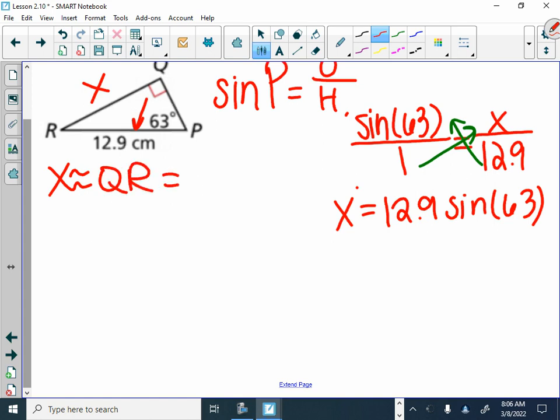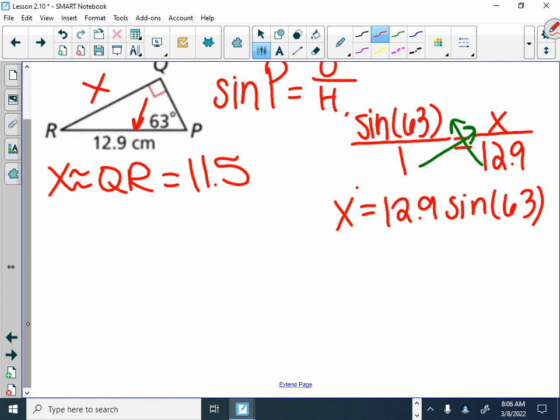So QR, round to 1 decimal place, is 11.5. You should have gotten 11.5. It's 12.9 times the sine of 63. Anyone not getting that? Alright, so you just have to be careful with each problem. You have to decide, based on how the problem is set up, if you need to multiply or divide. But the cross multiplication should be able to help you with that.